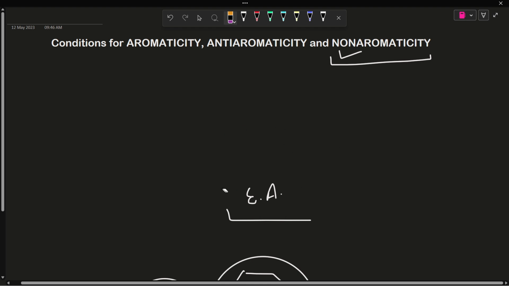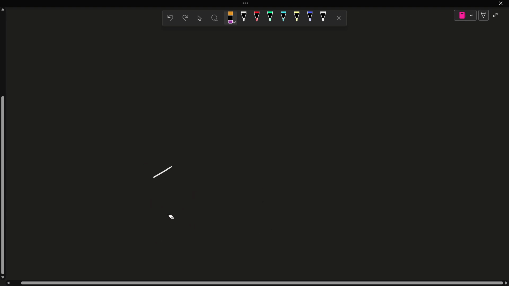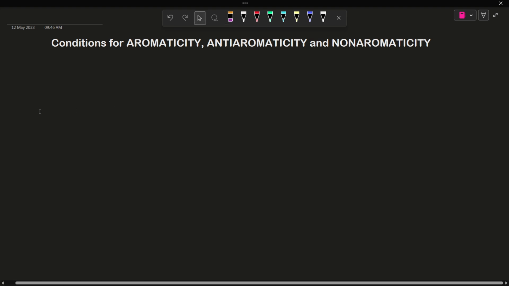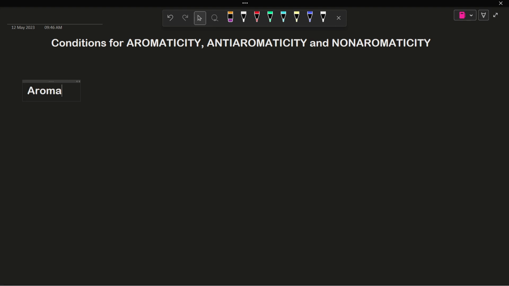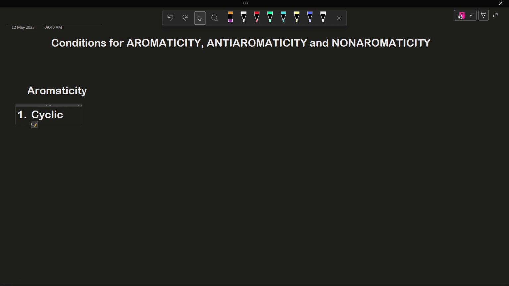Right, now let's go through the rules that determine a compound's behavior based on its aromatic, anti-aromatic or non-aromatic character. Let's first see the rules that can be applied in order to say if a compound is aromatic or not. So, rules for aromaticity. The first one is that the compound should be cyclic. If it is not cyclic, it's not aromatic.